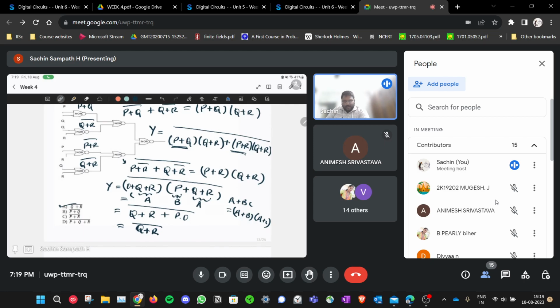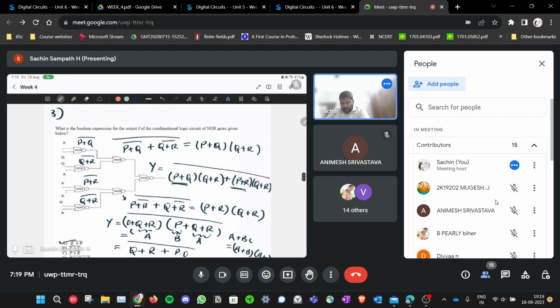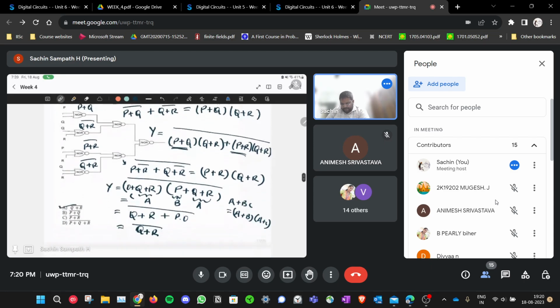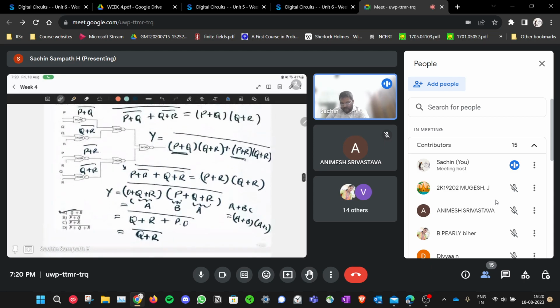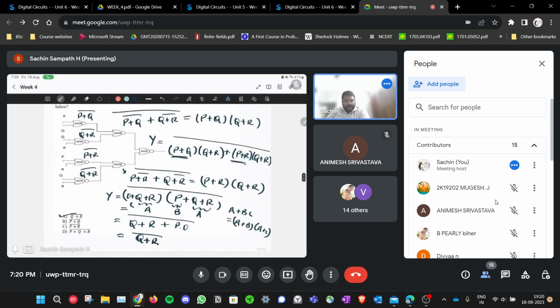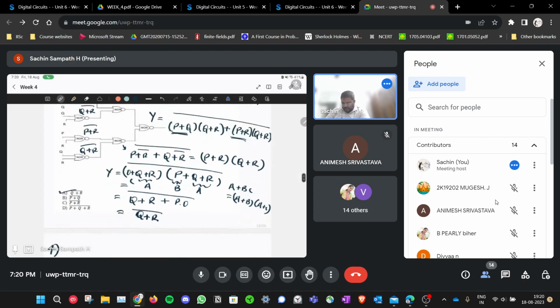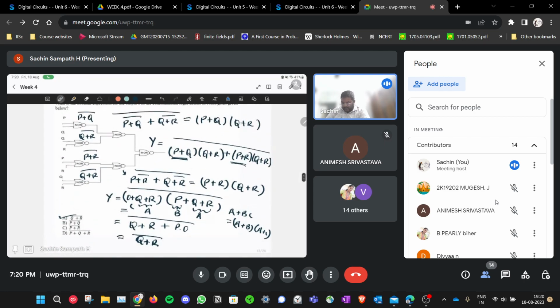Did everyone understand that? You just need to simplify, that's all. Any doubts in any of these steps? You could do it differently also. You might have expanded these terms P plus Q into Q plus R. You could have written that as PQ plus Q plus QR. Maybe that would have been easier, I don't know.